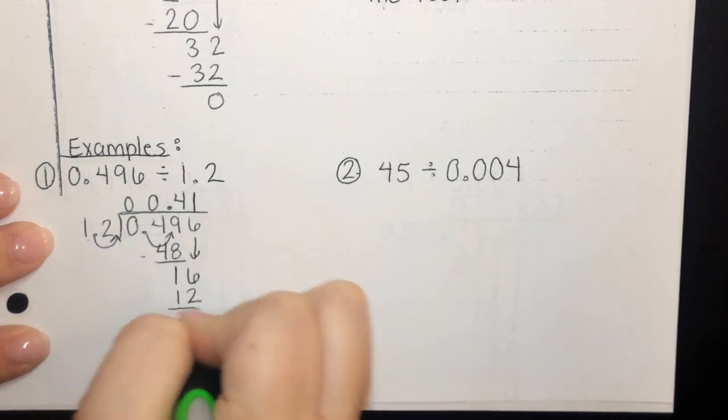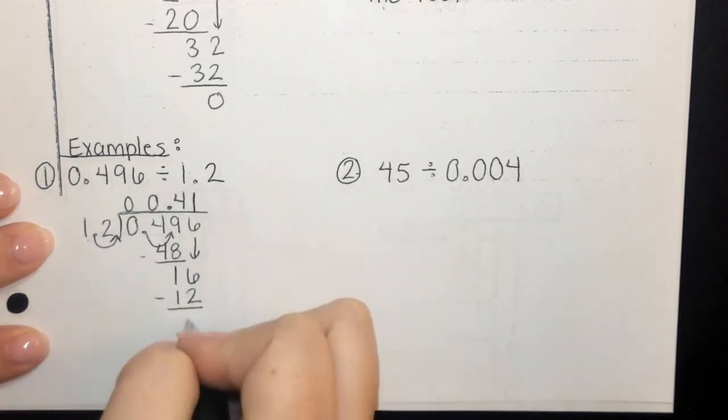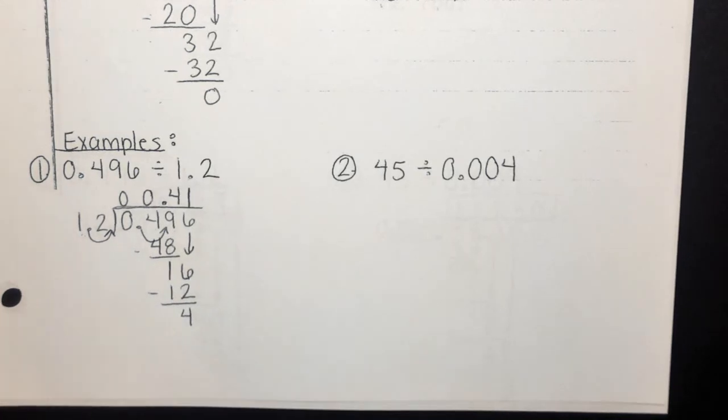12. 16 minus 12, everyone? 4. Okay, so I'm going to pause here for a second. I'm out of space up on the top. Every number has something on top. I have 4 left over.